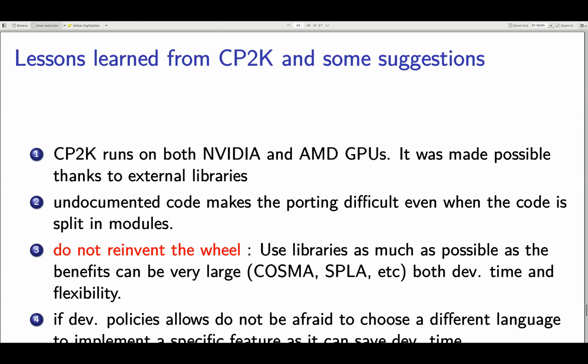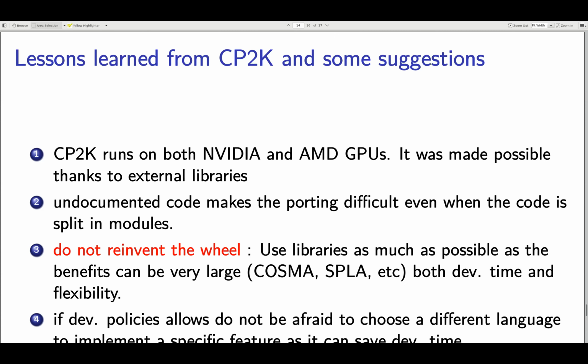CP2K is a very large code, more than 1 million lines of code, and it's actually a major undertaking to run CP2K on both NVIDIA and AMD GPUs. This was made possible because of the use of external libraries and modularization of the code.